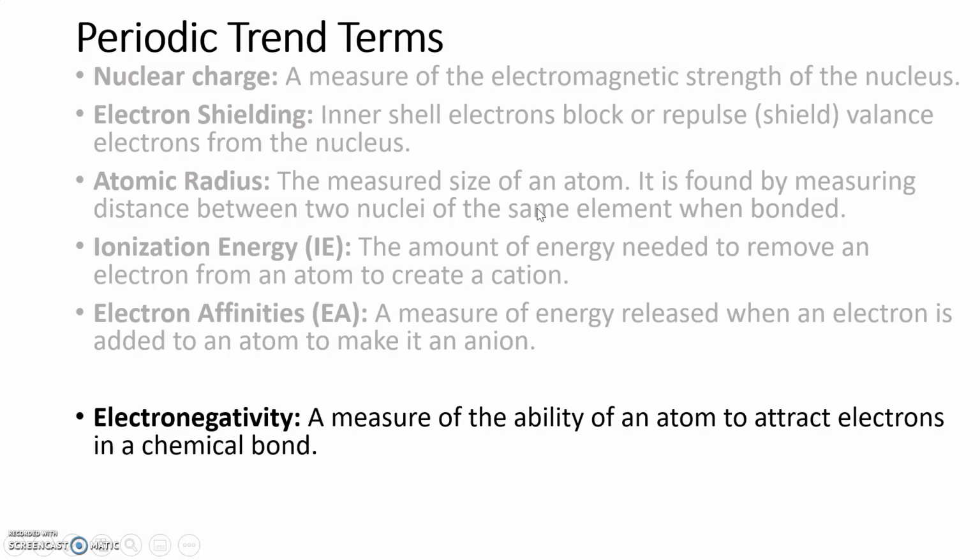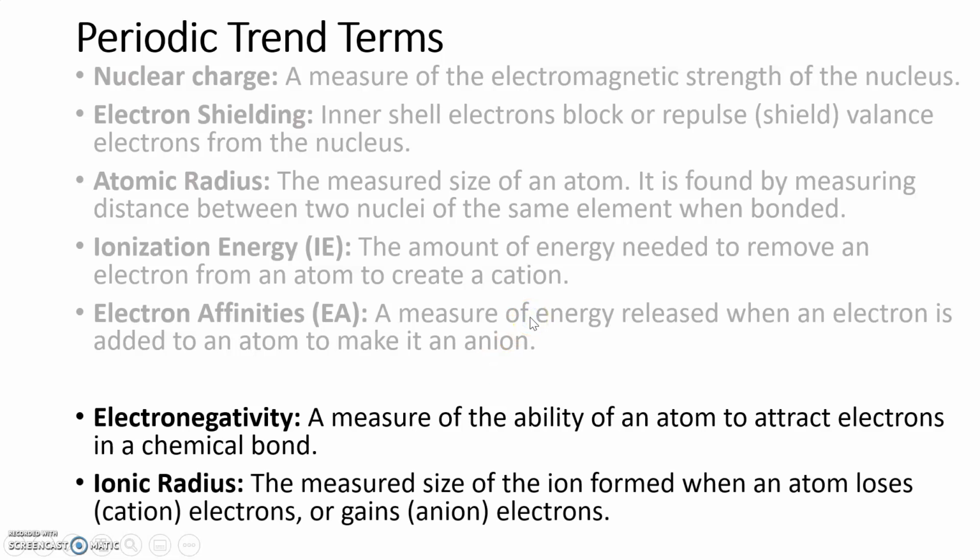As usual, this chapter has a lot of key terms, and here are the last two for you to be aware of. Electronegativity is a measure of the ability of an atom to attract electrons in a chemical bond. And ionic radius is the measured size of the ion formed when an atom loses an electron, and that'd be a cation, or when it gains an electron, and that'd be an anion.